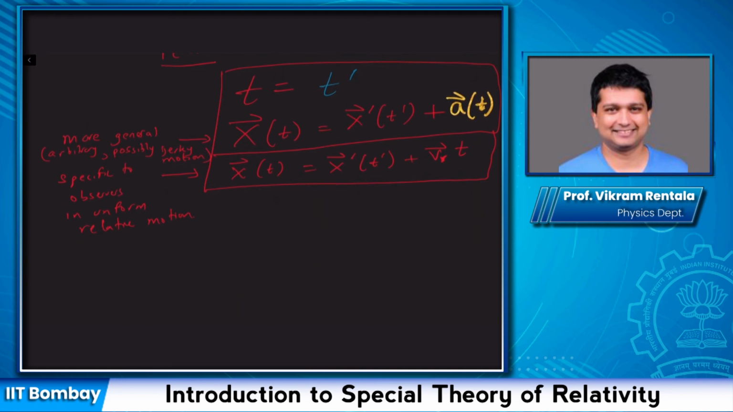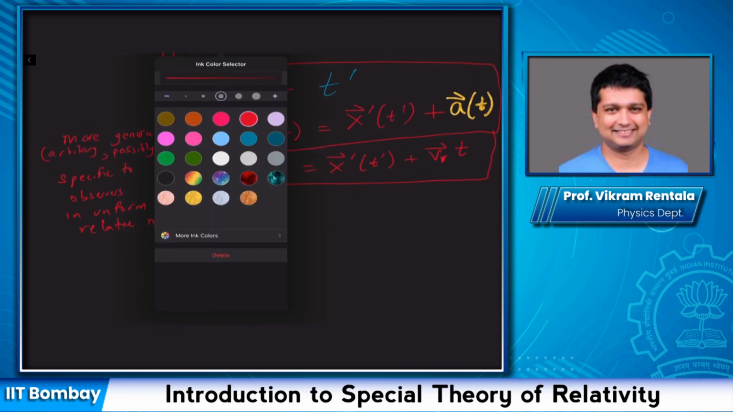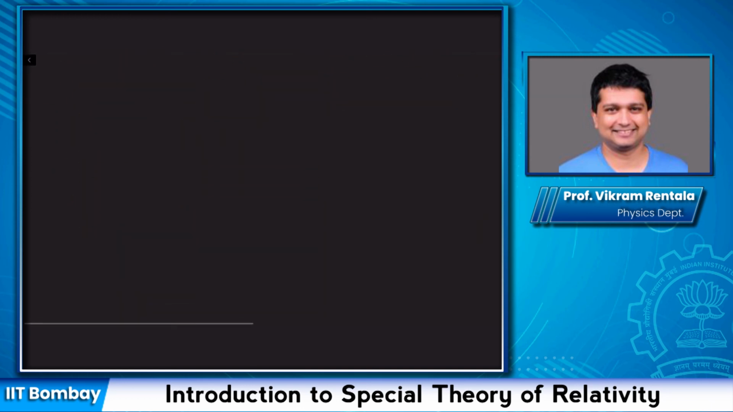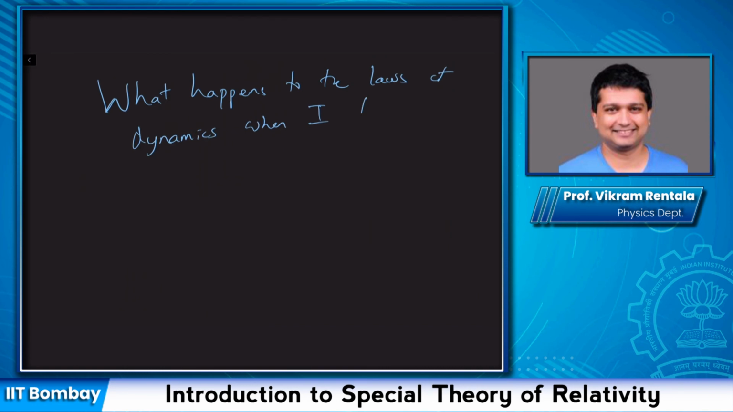Now let's ask what happens to the laws of dynamics when I translate between these two different observers. So this is the next key question that we will ask. What happens to the laws of dynamics when I translate between these different observers?